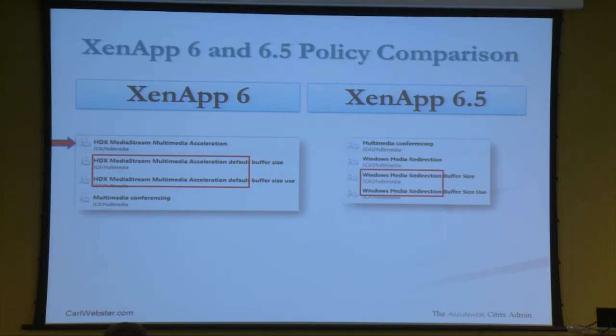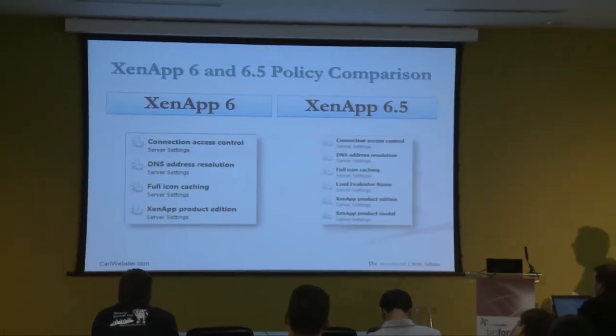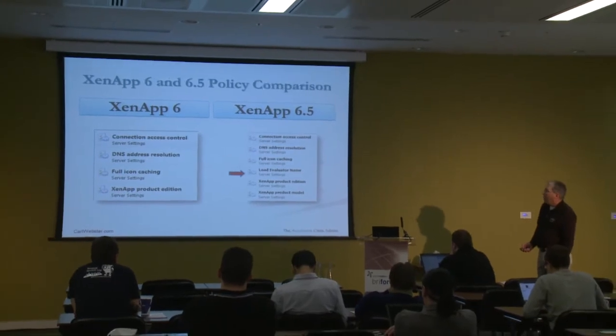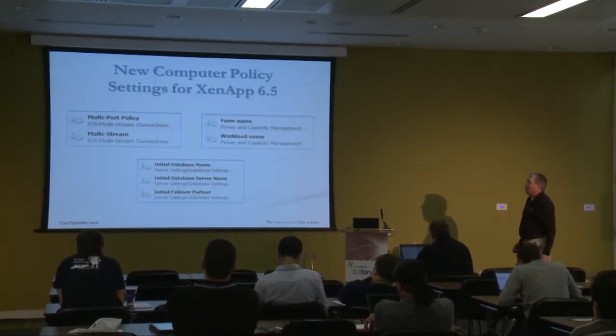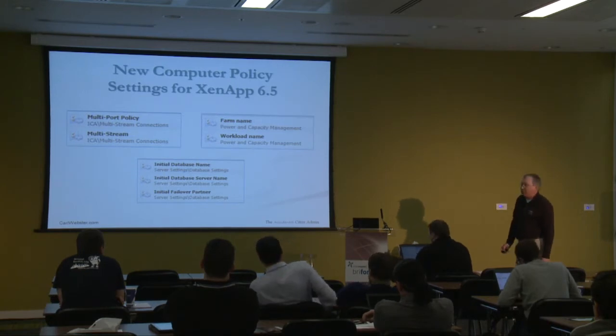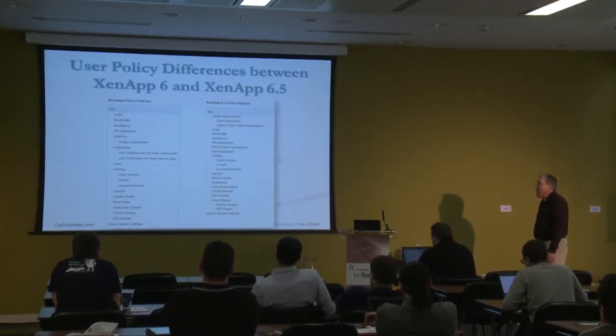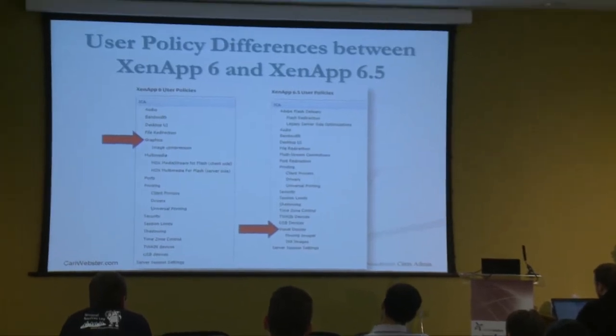And then because I want to do the stuff in the order, well, for ZenApp 6, multimedia conferencing is last. ZenApp 6.5, multimedia conferencing is first. And then ZenApp 6.5 adds Windows media redirection. And then we go on, ZenApp 6.5 adds those, and then also adds all these new computer settings that don't exist in ZenApp 6. And then the user policy differences.